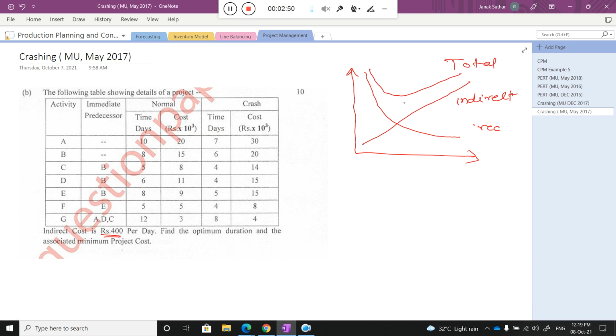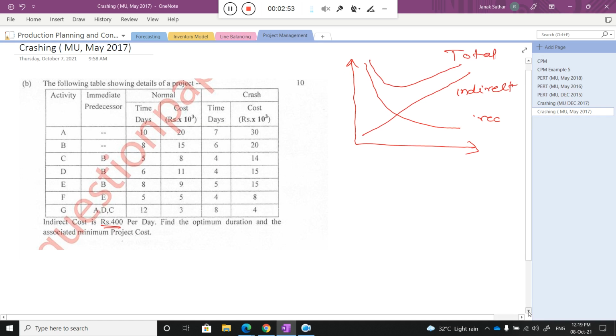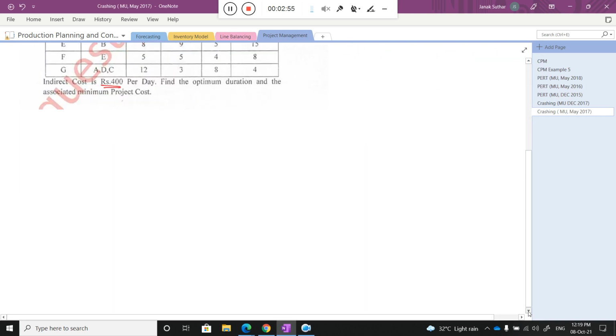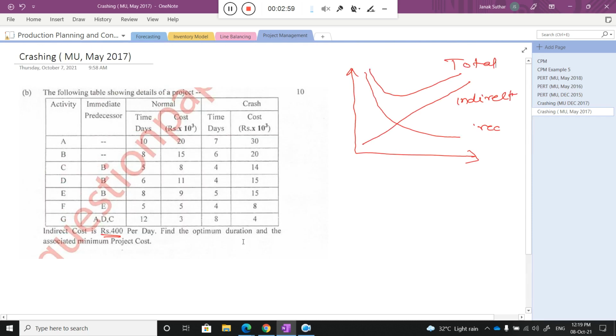Now I start the numerical part. This is the crashing problem. Tell me, what is the first step to solve this particular numerical? You need to calculate the cost slope.